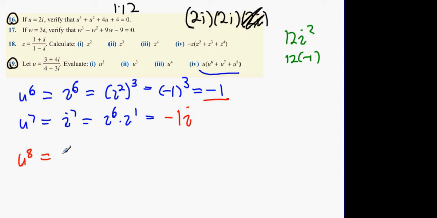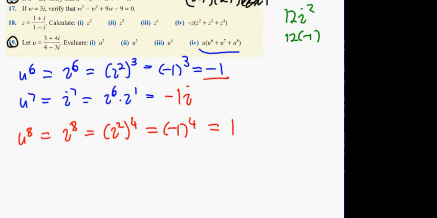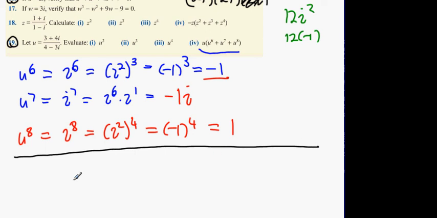Now finally the last one can be done quite easy as well. u8 is the same thing as i8. i8 is the same thing as i squared to the power of 4, which is minus 1 to the power of 4, which is 1. Okay. Now that that's done, what we're going to get is the following, okay? We're going to have to put in everything here. u is i, u6 is minus 1, u7 is minus i. u8 is plus 1.